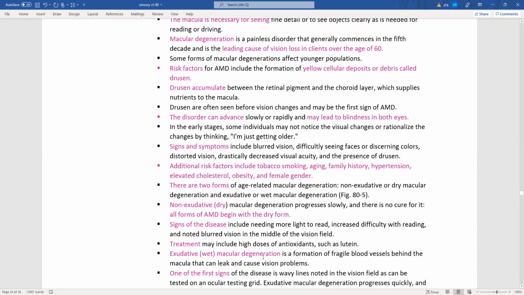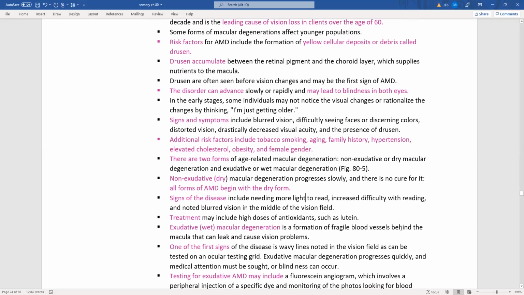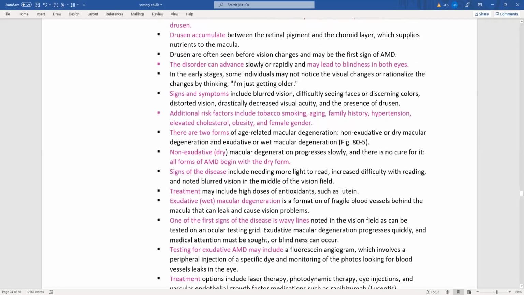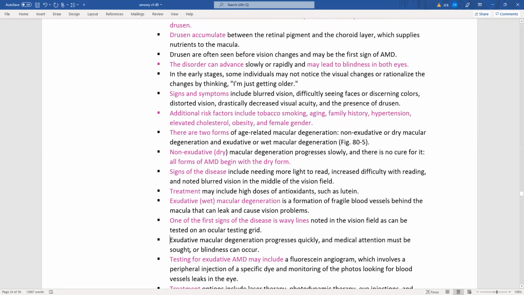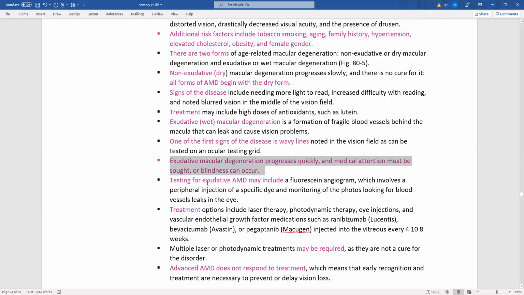Exudative, the wet macular degeneration, is the formation of fragile blood vessels behind the macula that can leak and cause vision problems. One of the first signs of the disease is wavy lines noted in the visual field, as can be tested on an ocular testing grid. Exudative macular degeneration progresses quickly and medical attention must be sought, or blindness can occur. That's important to know. It's just like closed angle glaucoma. I'm going to highlight that whole thing because I think that's maybe on the test.